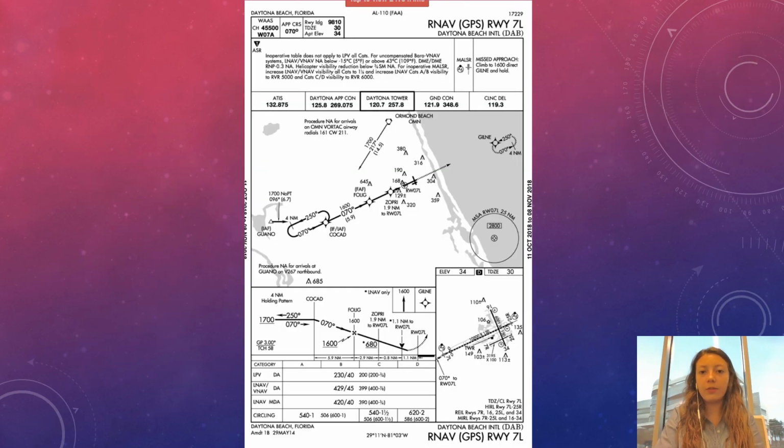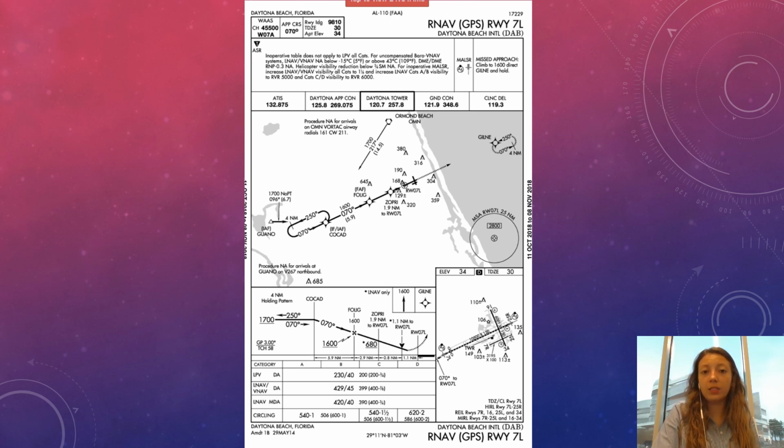So an example here, we have RNAV GPS runway 7 left here at Daytona, and you'll come in and you can load the whole entire approach in. So you see you have COCAD, Zopri, FOLIG, they're all the GPS waypoints that you'll have to track on your way into the station. So you do need WAAS to do this.